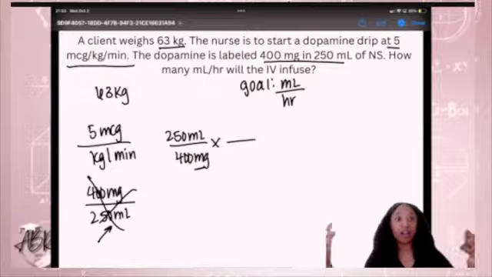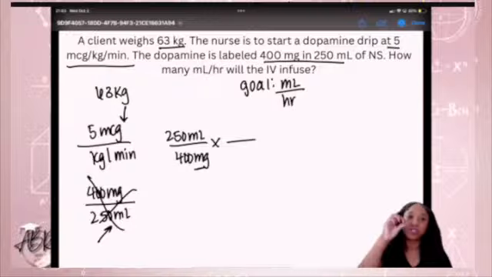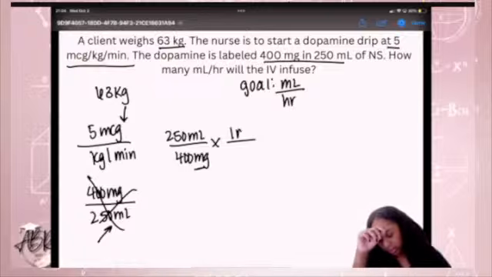Do we have milligrams in our other puzzle pieces? No, we do not. We have microgram. So I can't put a microgram on top of a milligram and expect it to cross out, because 1 milligram is 1,000 micrograms. So we have to convert, okay? So 1 milligram is 1,000 micrograms.